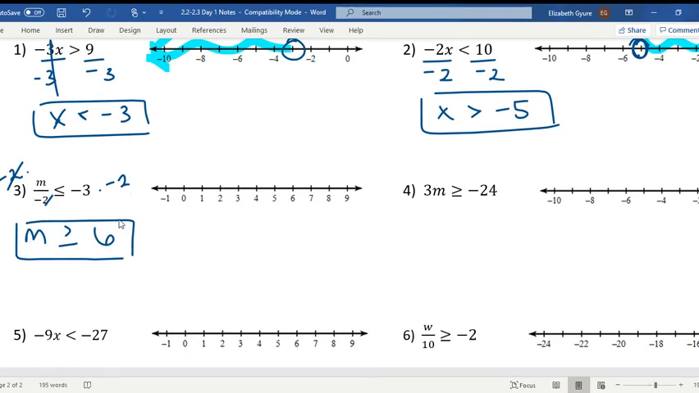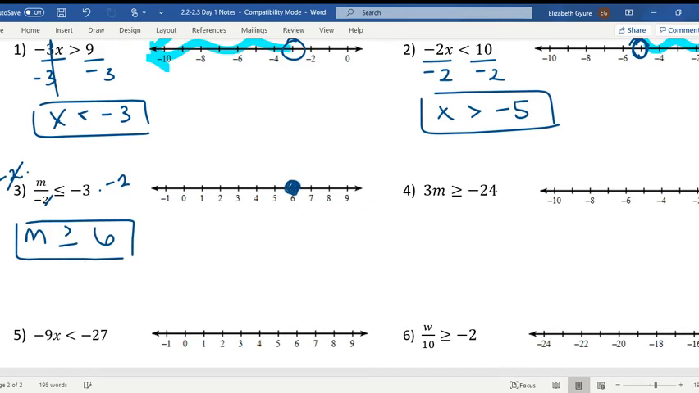For number 3 here, the one we're just doing now, since it's a greater than or equal to, should we use an open or a closed circle? Remember from yesterday, if we have the bar underneath, closed, good. Sound familiar now?